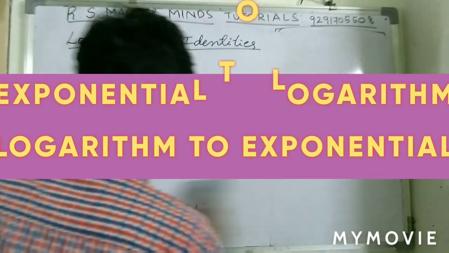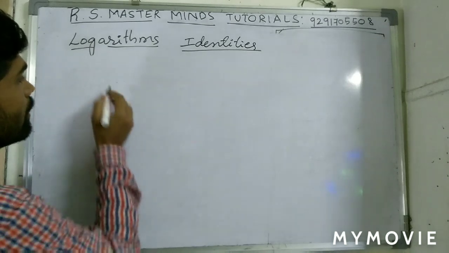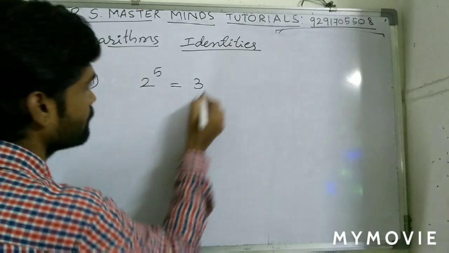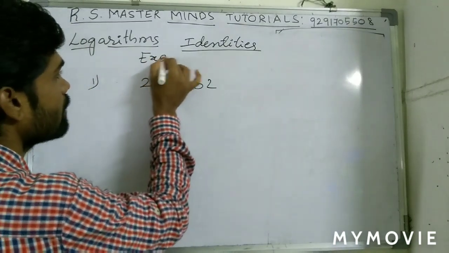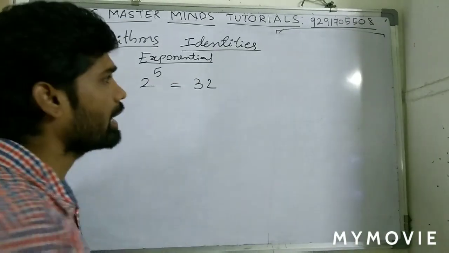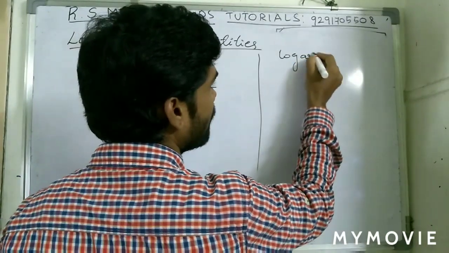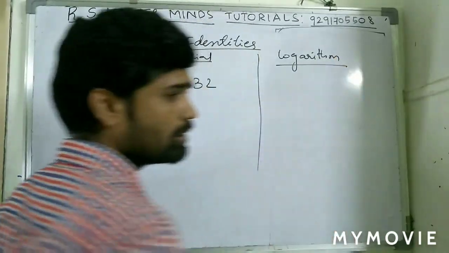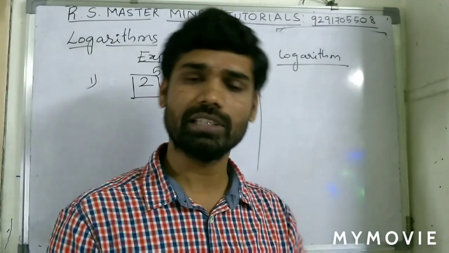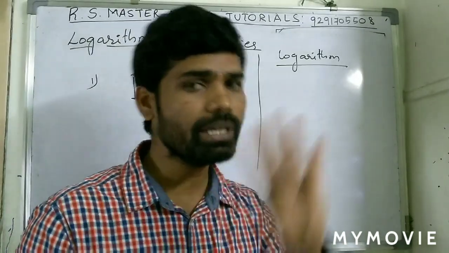So, one example, let us take 2 power 5 is equal to 32. This is the exponential form. Don't confuse, I will tell you a small trick, then it is easy to solve any of these. Now let us write the logarithm form. See, this is the base. The base doesn't change in the exponential form or the logarithmic form. Please observe, the base won't be changed.